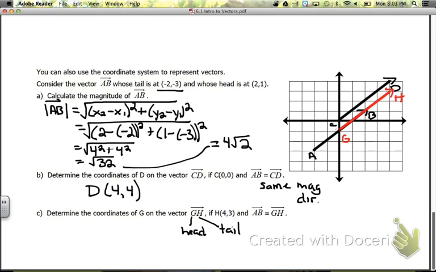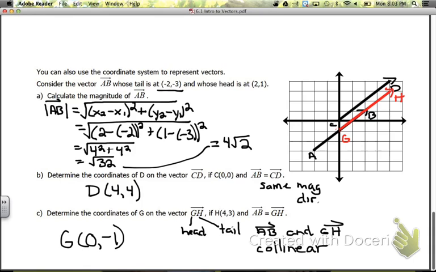So when this happens, all right, AB and GH are said to be collinear to one another because they actually share the same direction and they're right on top of one another. So G here is at the point 0, -1. So that is our lesson for today.